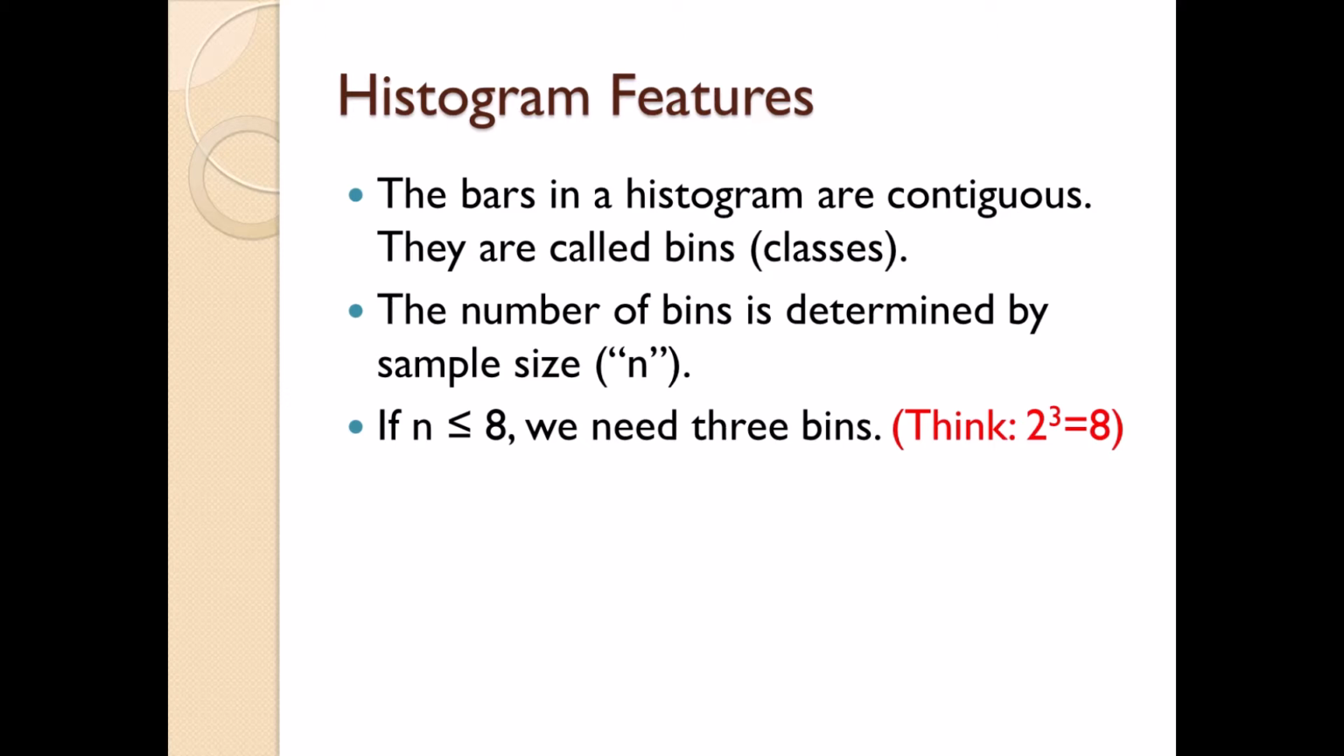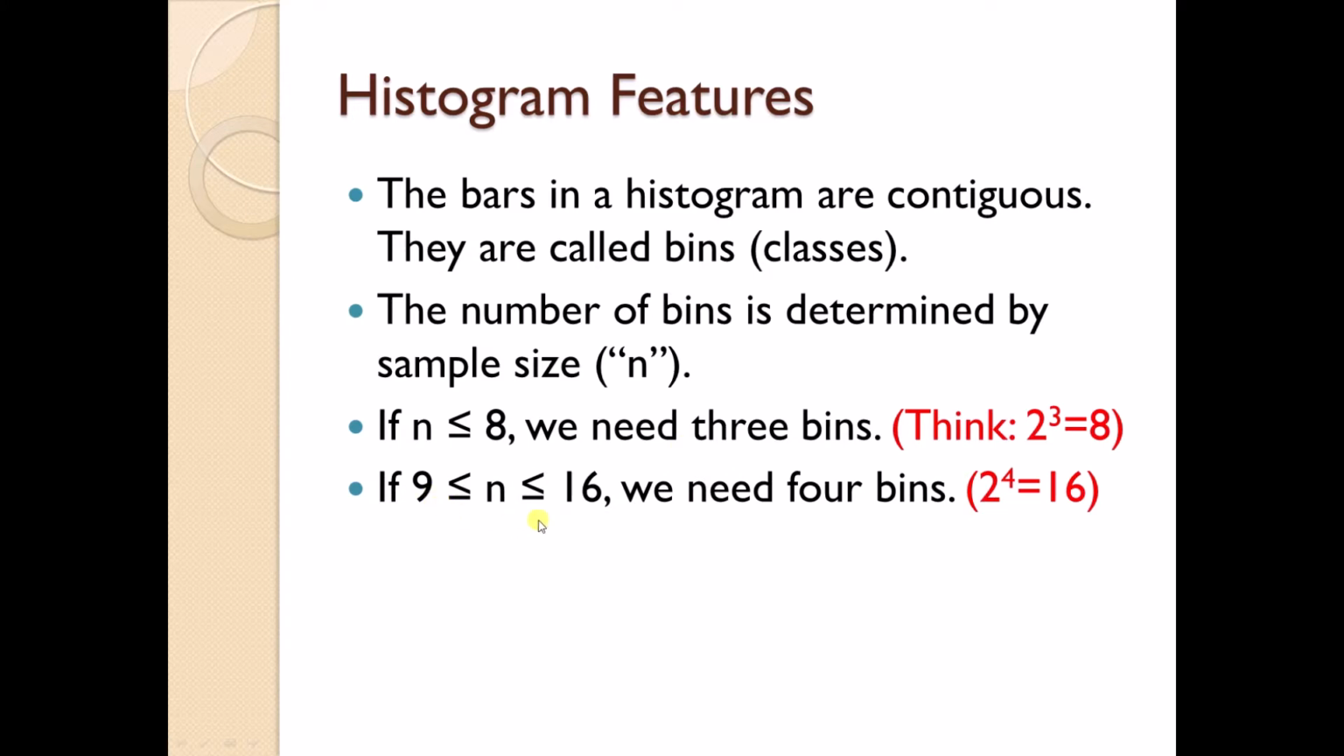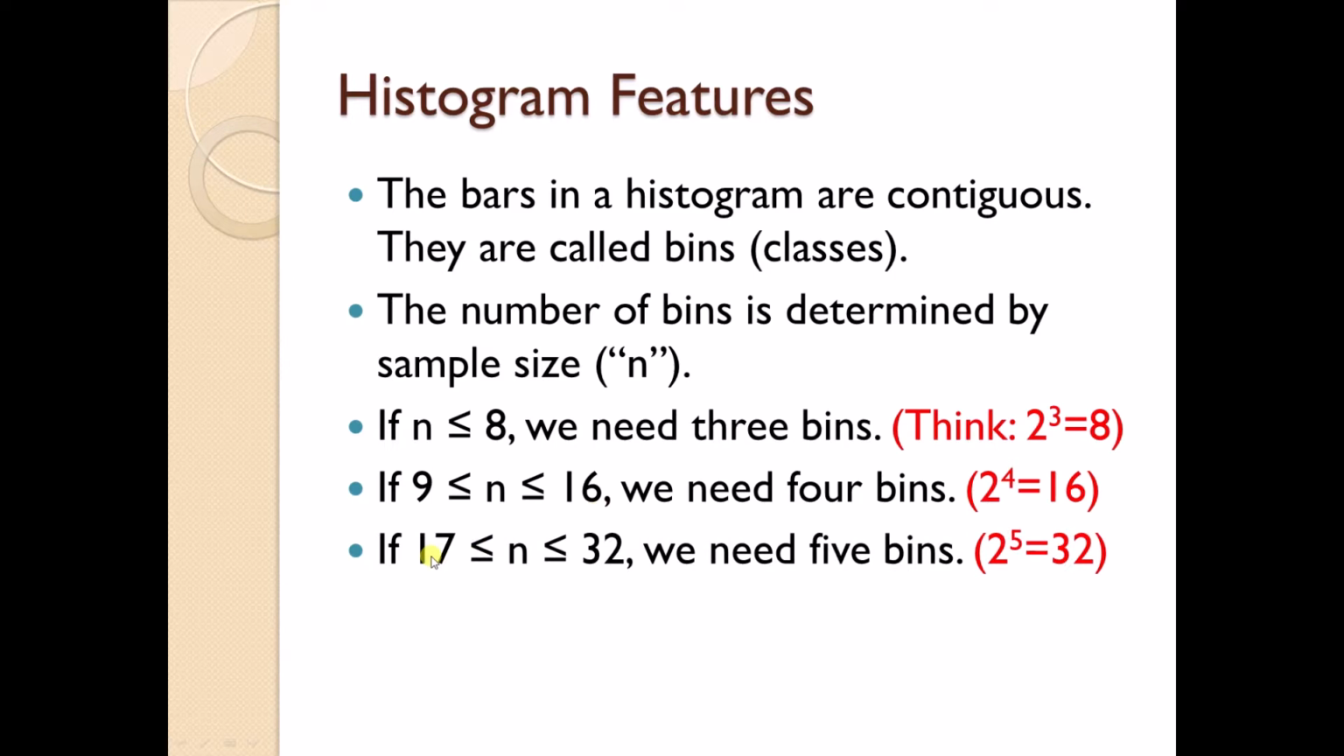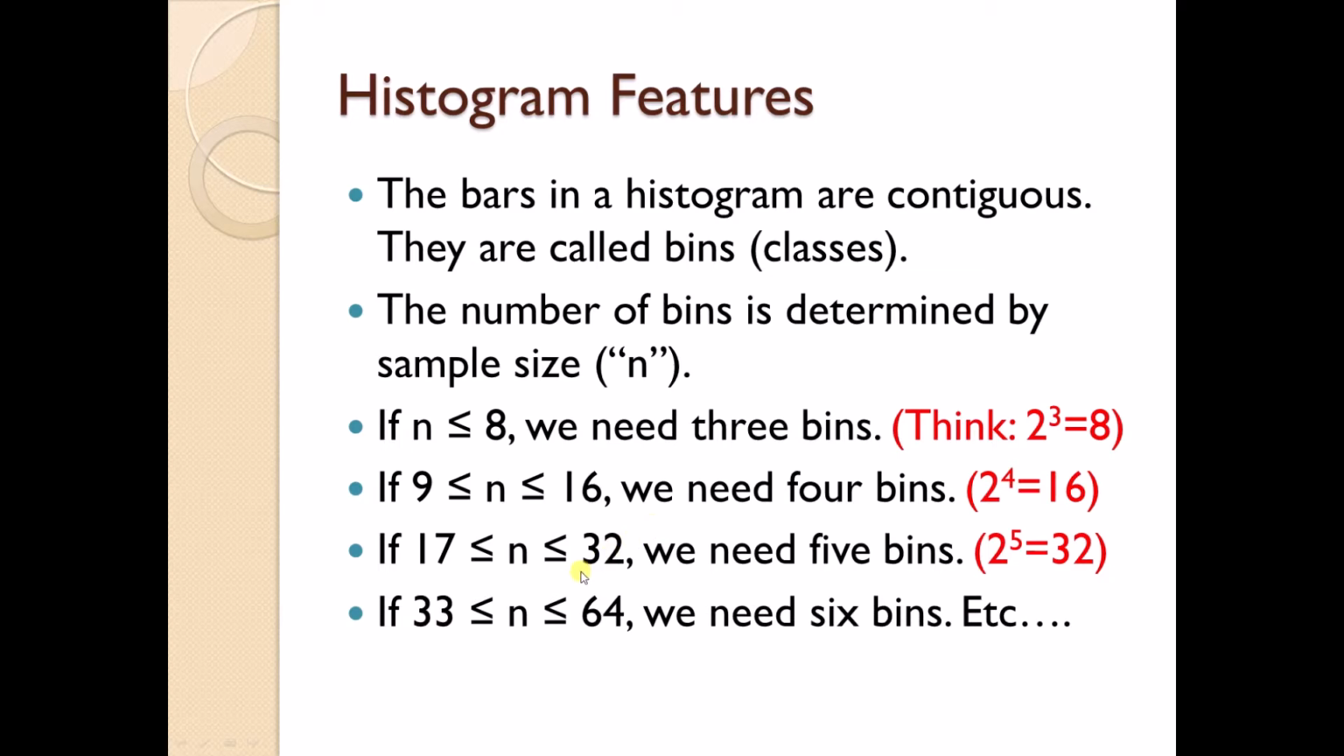In order to determine how many bins we need, if n is less than or equal to 8, then we need 3 bins. If n is between 9 and 16 inclusive, we need 4. If n is between 17 and 32 inclusive, we need 5. And if n is between 33 data values and 64 data values inclusive, we need 6. The next one would top out at what? 128, because look, these are all 2 to a power. 2 to the 3rd, 2 to the 4th, 2 to the 5th, 2 to the 6th, then 2 to the 7th would be 128.